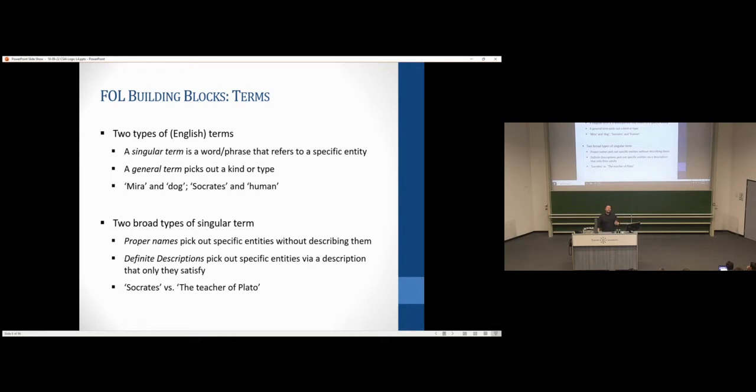And if we think about singular terms, the ones that are purporting to pick out a single object, there are at least two types. There's probably more, but there's at least two. One of them are what we'll call proper names. And these are just, well, tags for specific entities. Nathan, Mira, Socrates. Right?